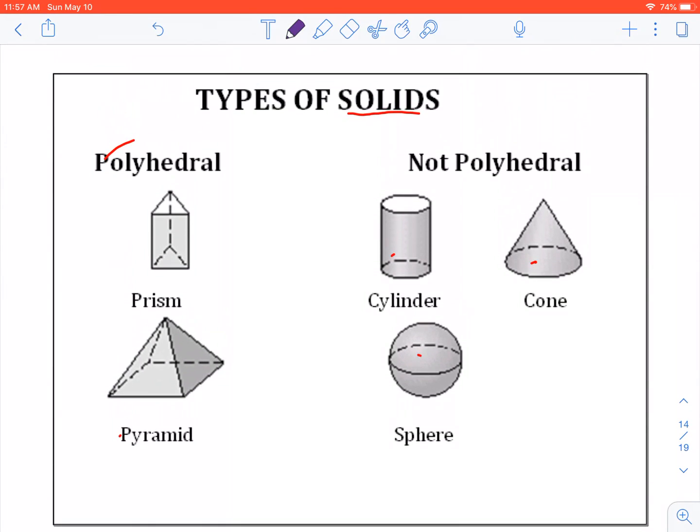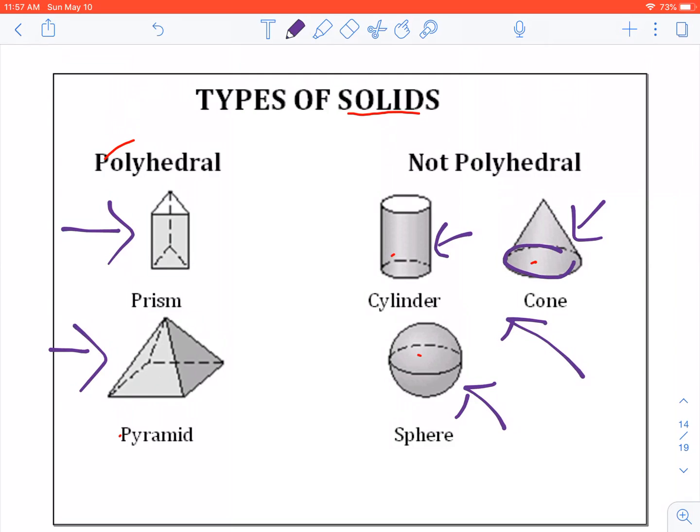As far as your types of solids, all through chapter 12 here, we are going to deal with all 5 of these types. There are your polyhedrons, meaning they are made up of all polygons: your pyramids and your prisms. And then there are your non-polyhedrons: your cylinder, your cone, your sphere, because they have rounded parts to them. That's why they are non-polyhedrons.